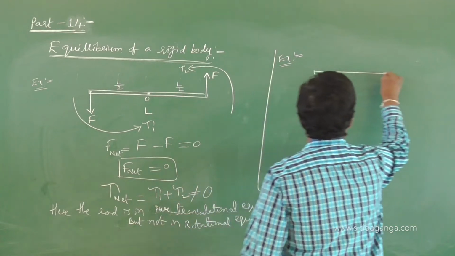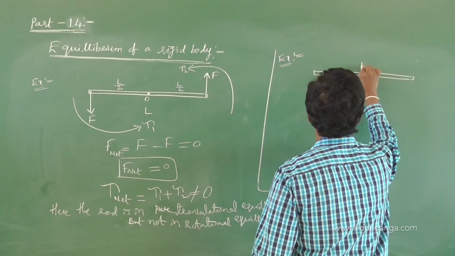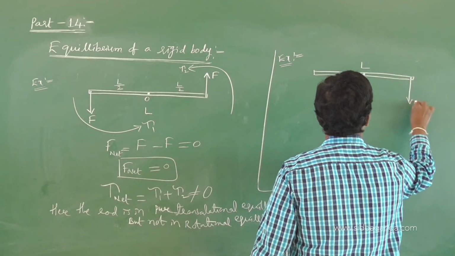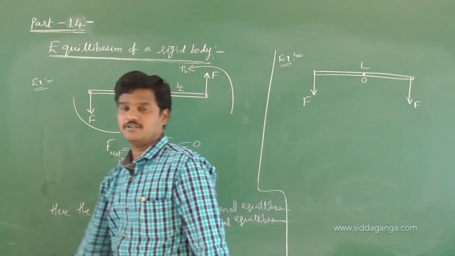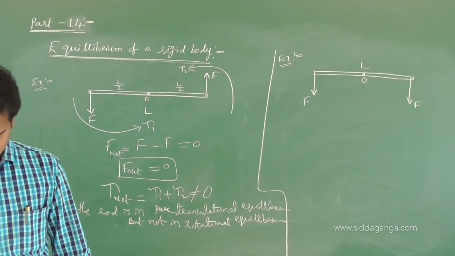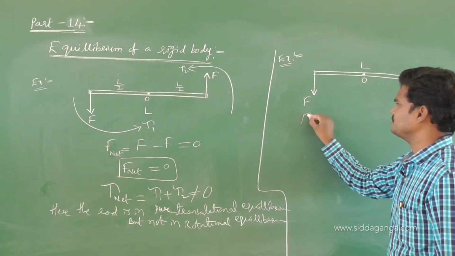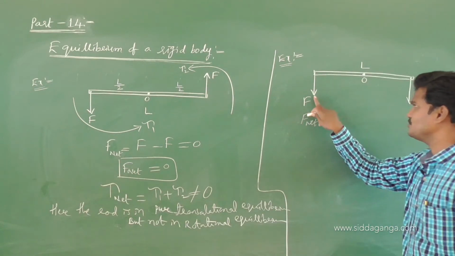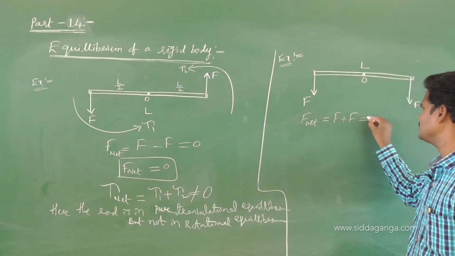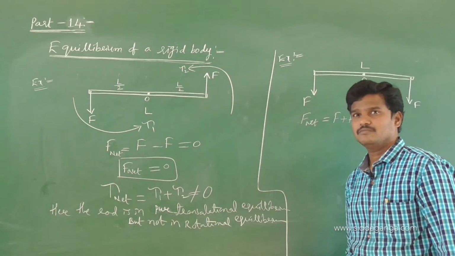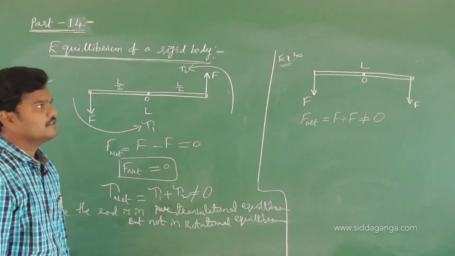Let us suppose the same rod is pivoted here at center O, whose length is L, and I am applying one force in the downward direction and one more force also in the downward direction. First you see, then you write. Now, what is the net force here? These two forces are acting downwards, so the net force is the sum of the two forces. This sum is not equivalent to 0. F plus F does not equal 0.